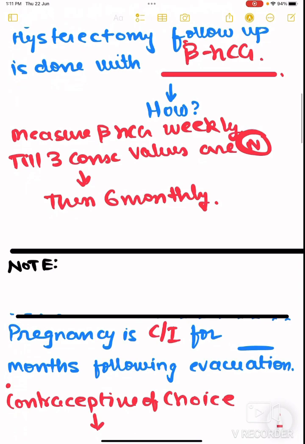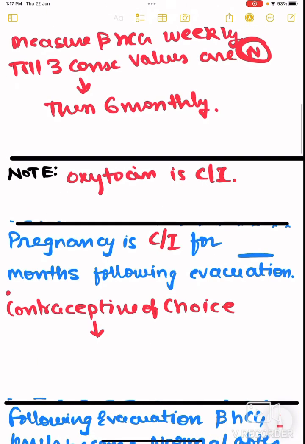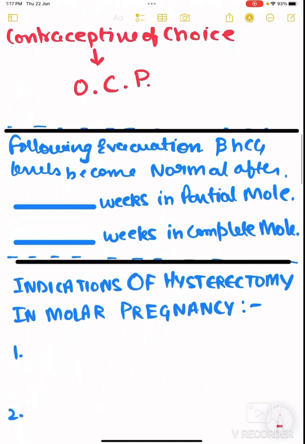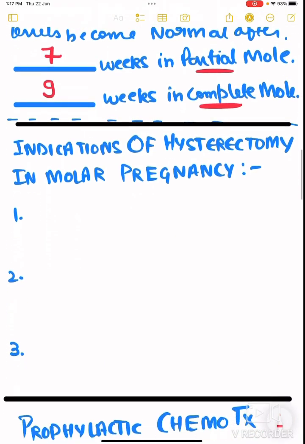Now a very important note: oxytocin is contraindicated in molar pregnancy. Next point, pregnancy is contraindicated for 6 months following evacuation. And what is the contraceptive of choice in molar pregnancy? It is OC pills, oral contraceptive pills. Following evacuation, the beta HCG levels become normal after 7 weeks in partial mole, and for complete mole, of course, it will take more time, 9 weeks.